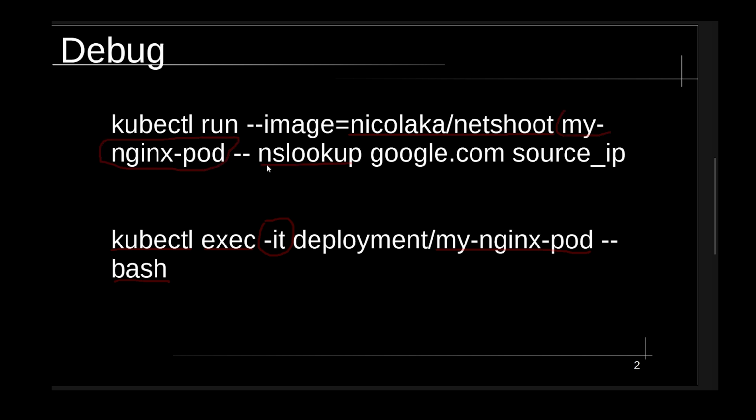where with the help of nslookup, we're trying to reach Google.com from a specific source IP address. It's a little bit long, the command, but it's very useful when, for example, you don't have particular network tools, to use external images, which can help to run specific commands inside of a chosen pod.